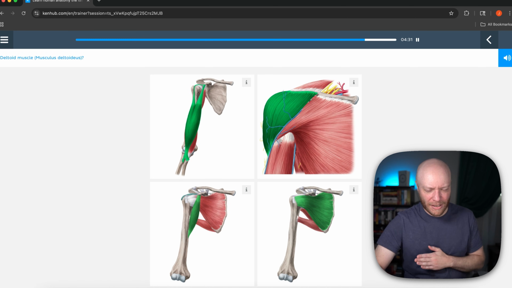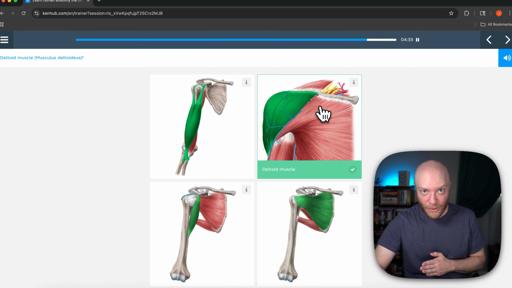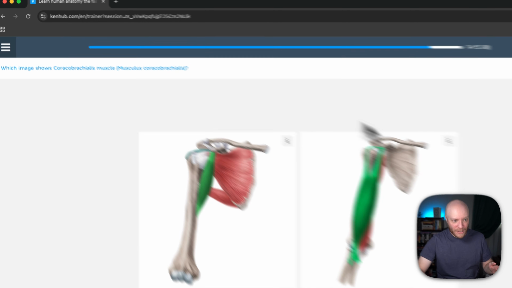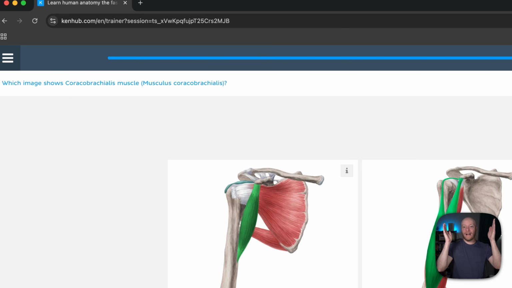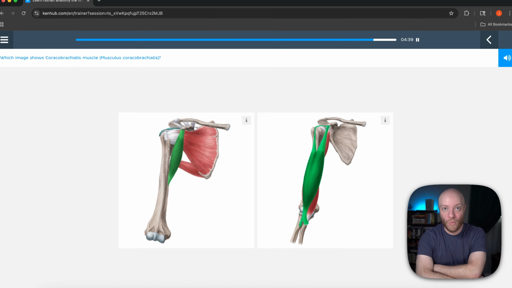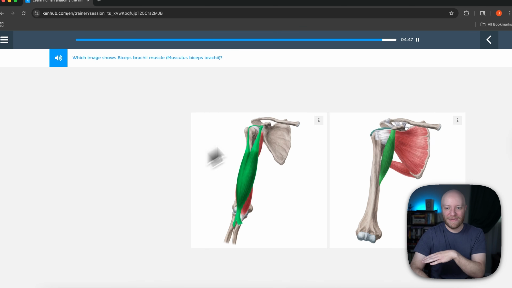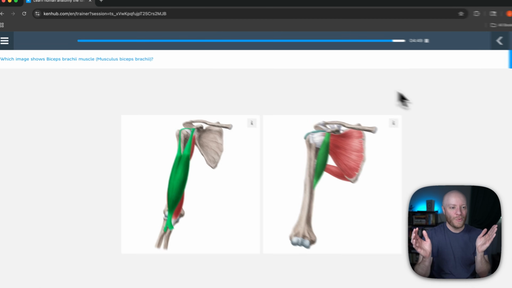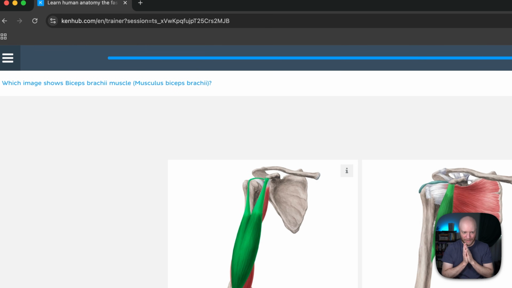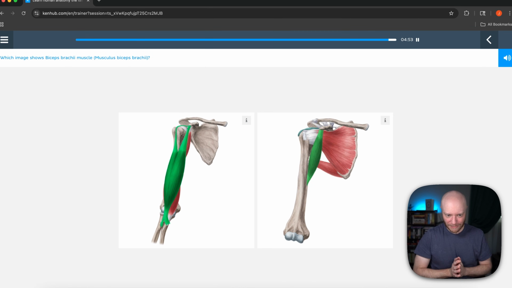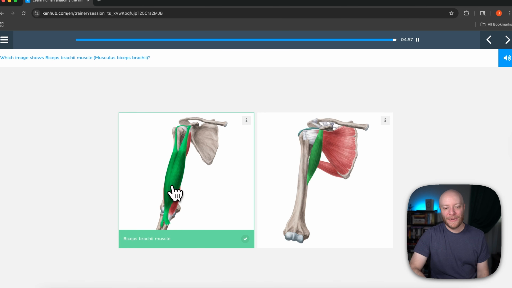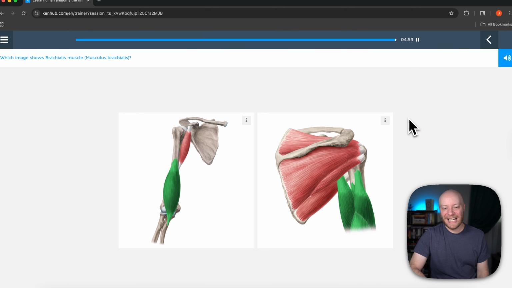All right, and then deltoid muscle. Real fast. This one. Going super fast. Which image shows the coracobrachialis? All right. This is up to you. What's it going to be? Because both of these muscles you have not seen before. That is this one here. And then we have time for one more. Which image shows the biceps brachii? Yes, that is going to be this muscle right here, the biceps brachii.